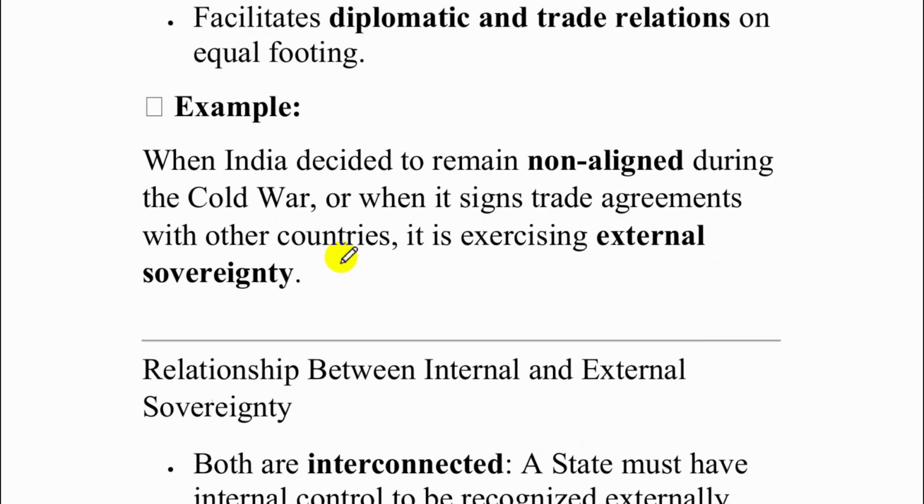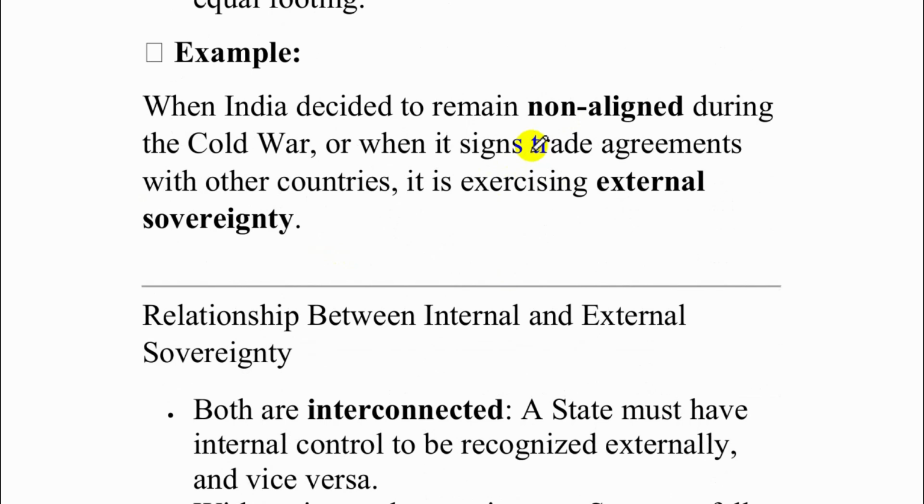For example, when India decided to remain non-aligned during the Cold War, or when it signs trade agreements with other countries, it is exercising external sovereignty.